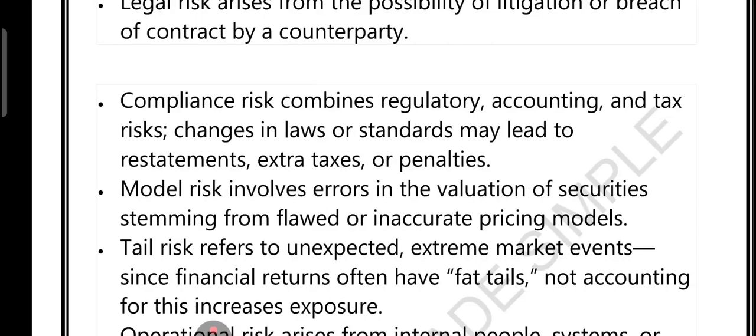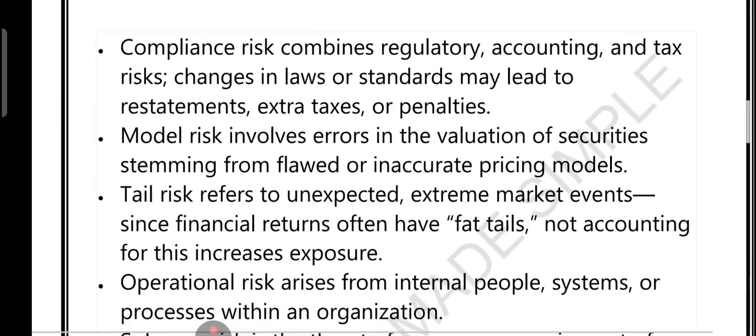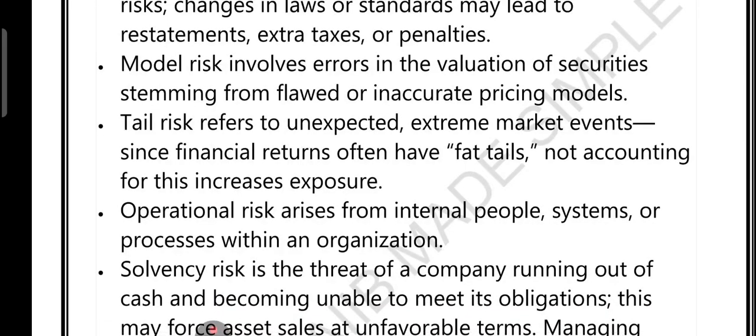It is the risk you might not even see coming. So first of all, let's break down the compliance risk. It is the risk of facing penalties, extra taxes, or having to redo your accounts if the law or the tax rules get changed. Next, we have the model risk. This happens when the financial model gives a wrong value because of flawed assumptions, because of which our model gives the wrong result.